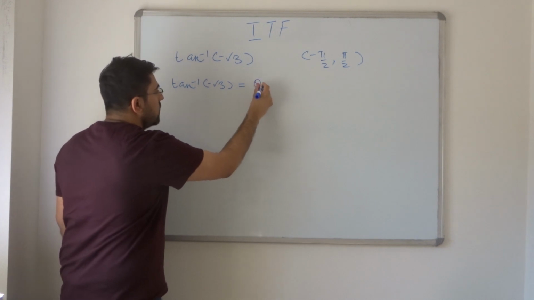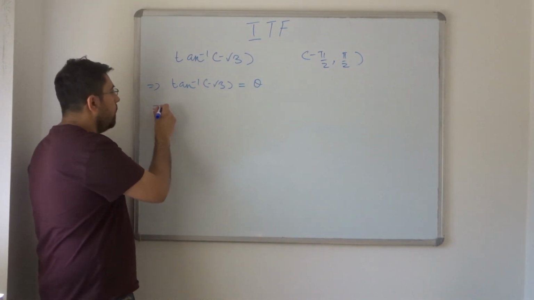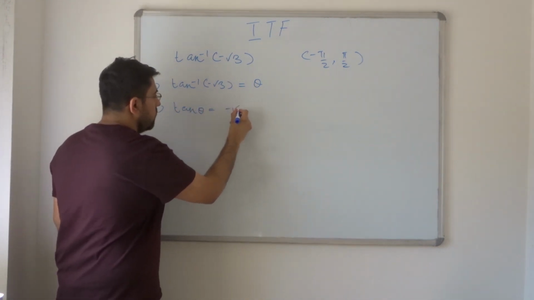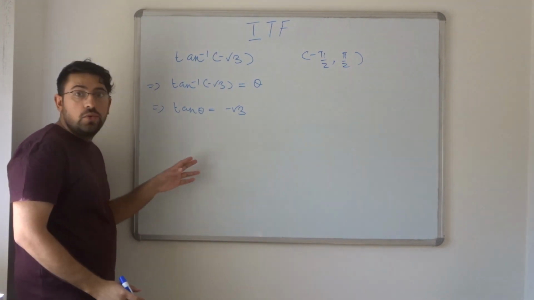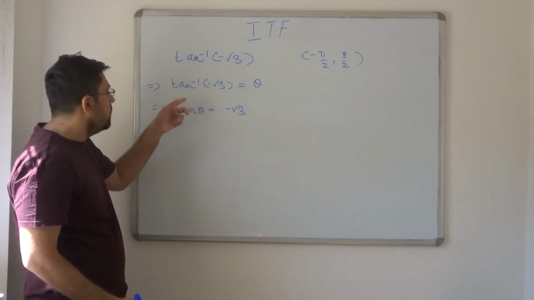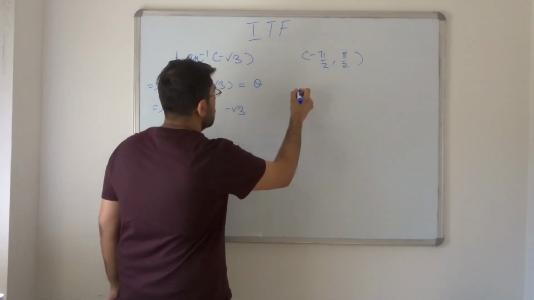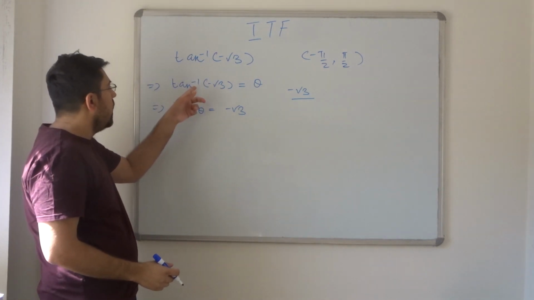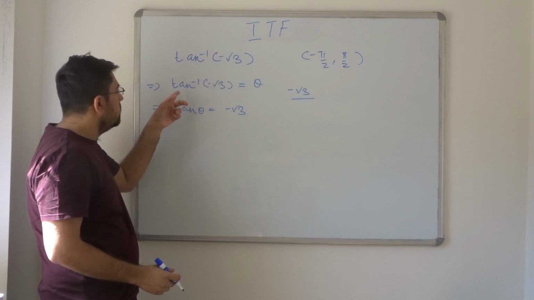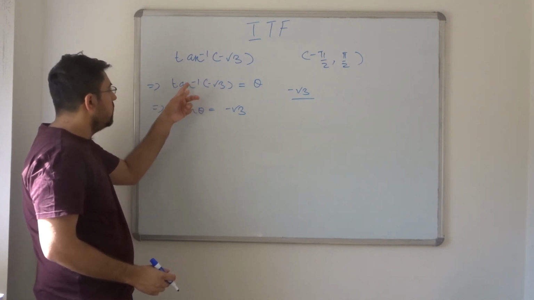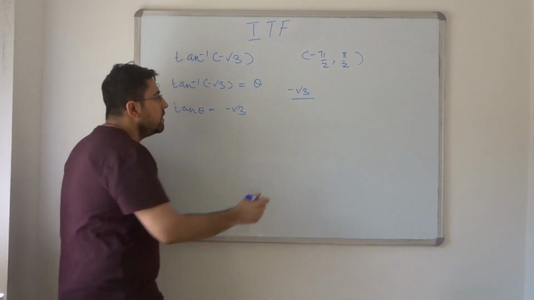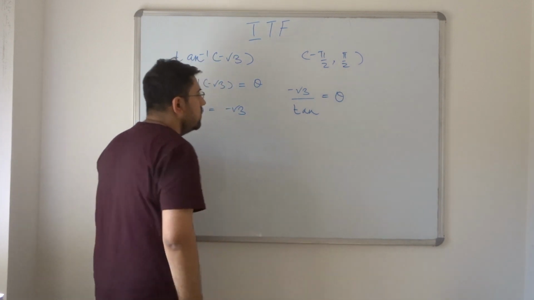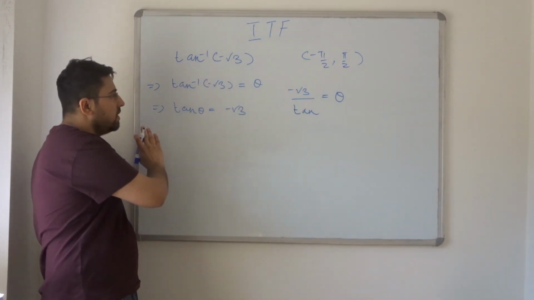We equate it to theta. Okay, and then now we do tan theta is equal to negative root 3. So for those of you who don't understand how we came from here to here, let me just tell you. Basically you're going to have root 3. Whenever you have a negative, then whatever expression or number is here will go in the denominator, like this. And this will be equal to theta, and then you cross multiply and it becomes like this.